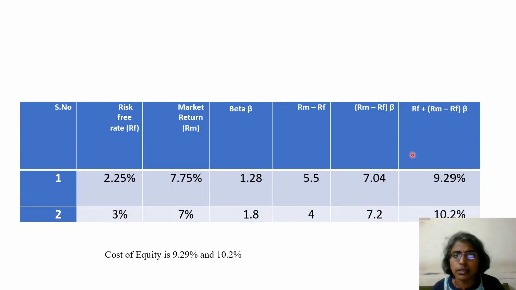Then next, with this RM minus RF into beta, you have to add the risk-free rate. That is the formula. So 7.2 plus 3, we get 10.2%. That is why it has been mentioned here: cost of equity is 9.29% for company 1 as well as 10.2% for company 2. So this is the calculation of cost of equity using the CAPM model.